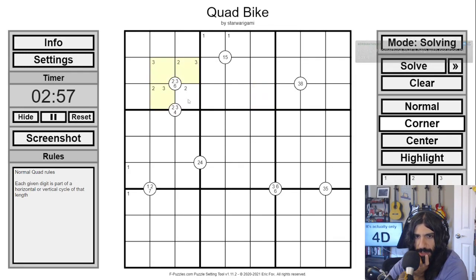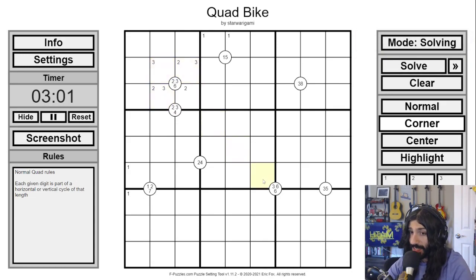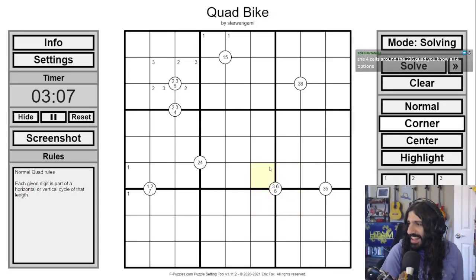One of these is a 3. One of these is a 2. This can't be a 4. This can't be a 5. This can't be a 6. And we got 2 6s here. So there is this... Okay. Haha. I got some numbers, boys.